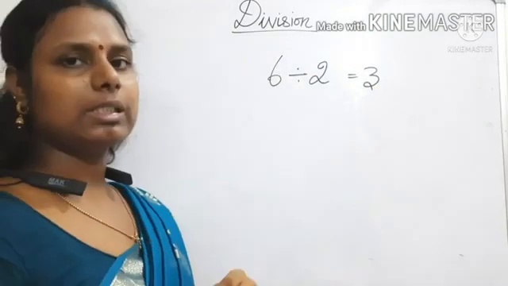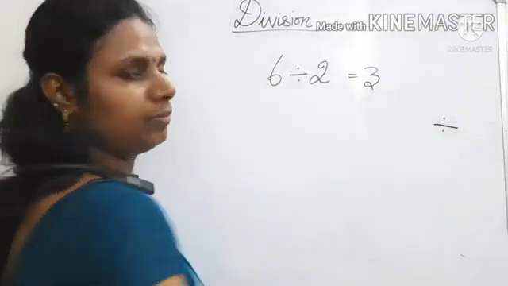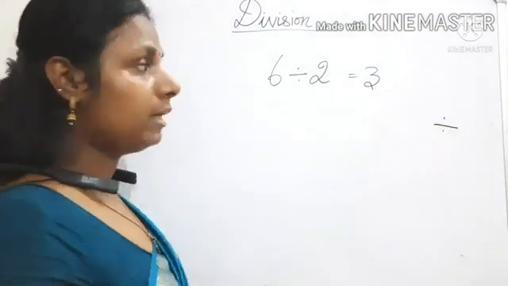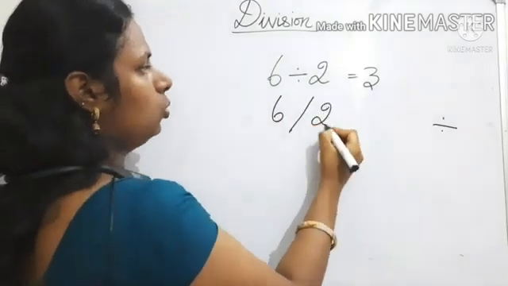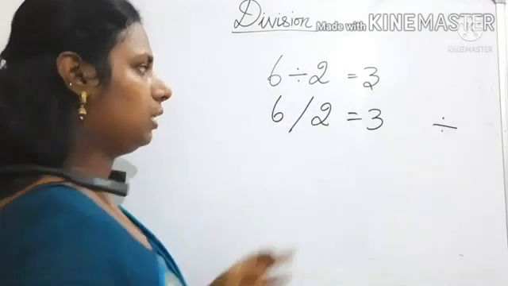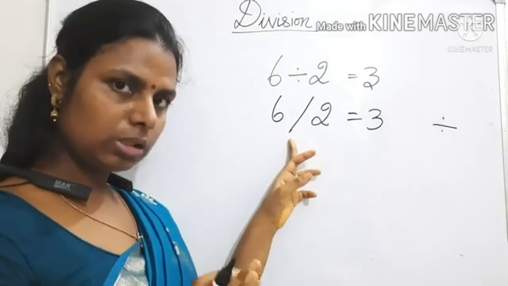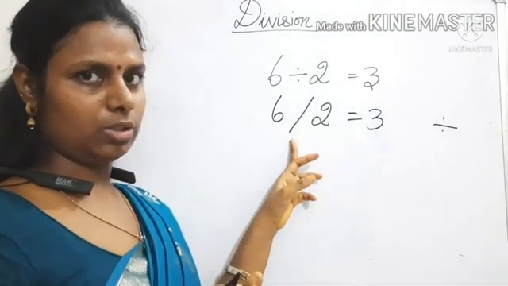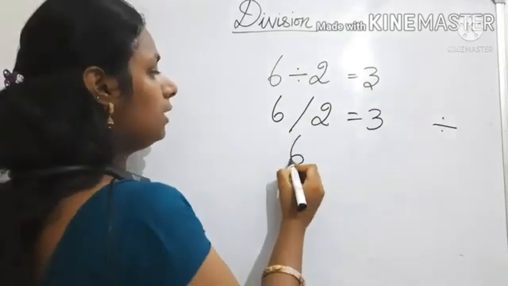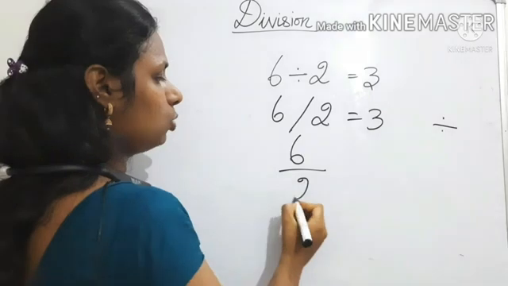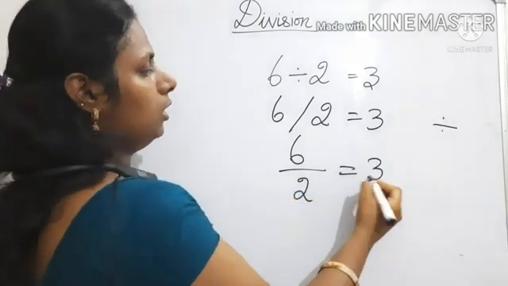You were using the sign divided by. Otherwise, you can write it this way, 6/2, the answer comes 3. This is also called the division sign. Otherwise, you can say divided by. One more thing, 6 divided by 2 is equal to 3.